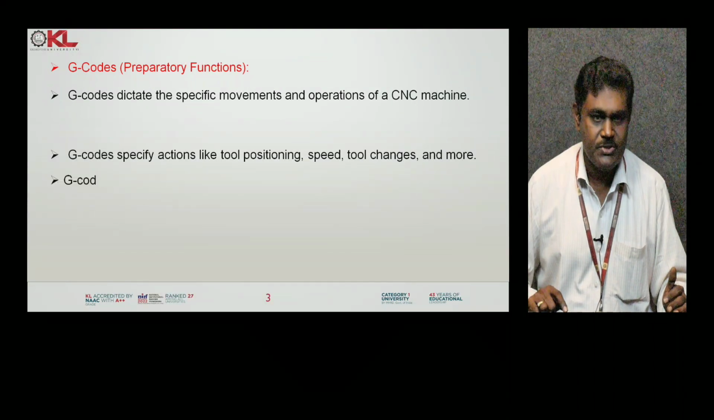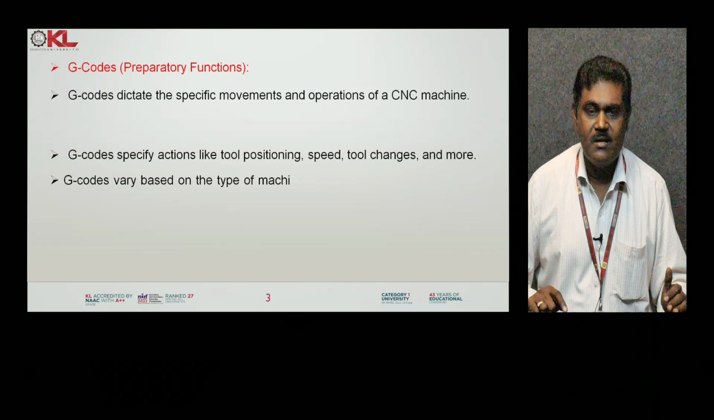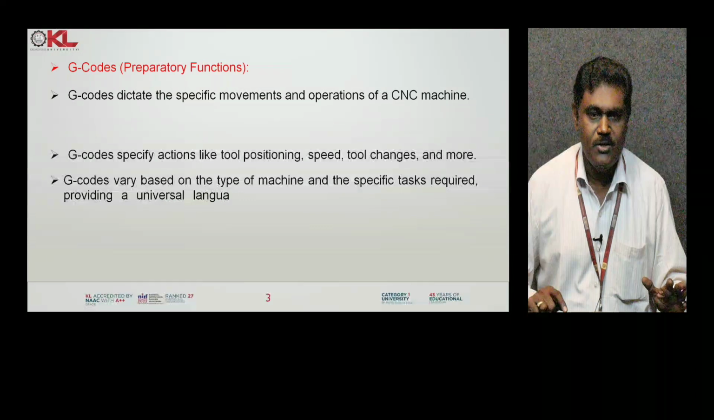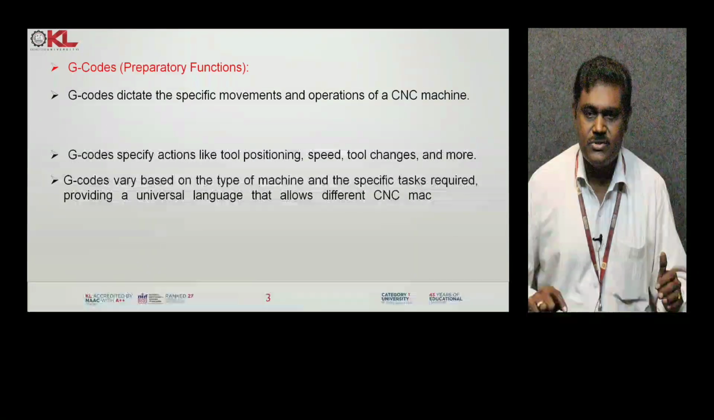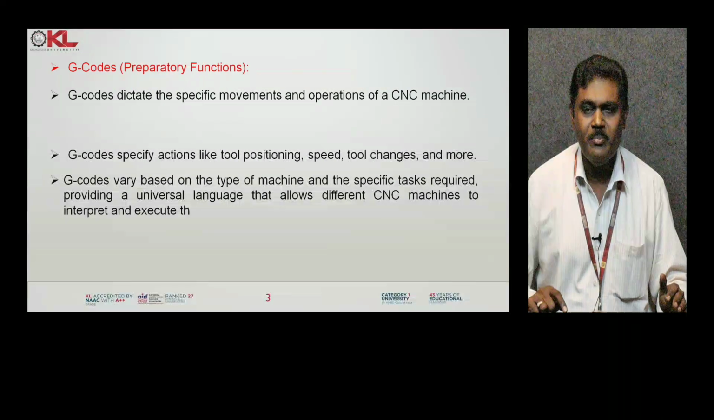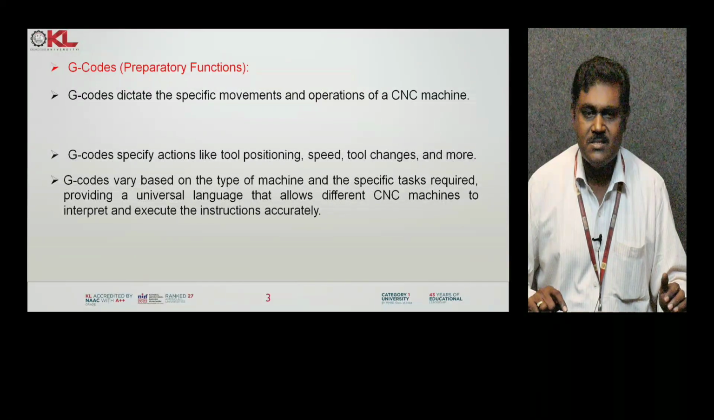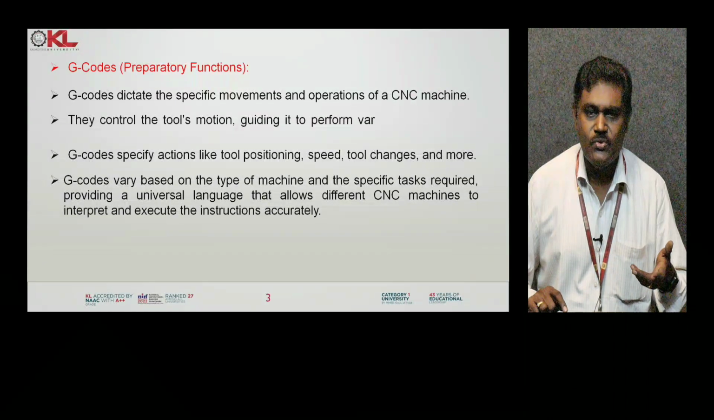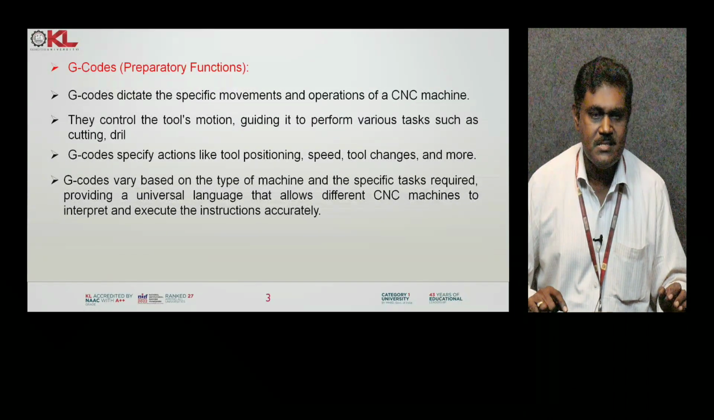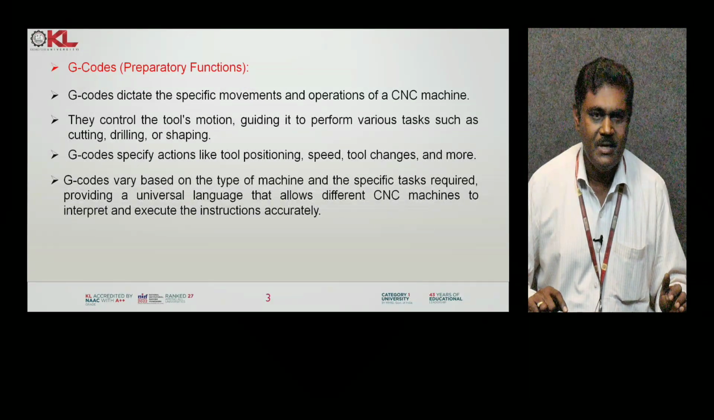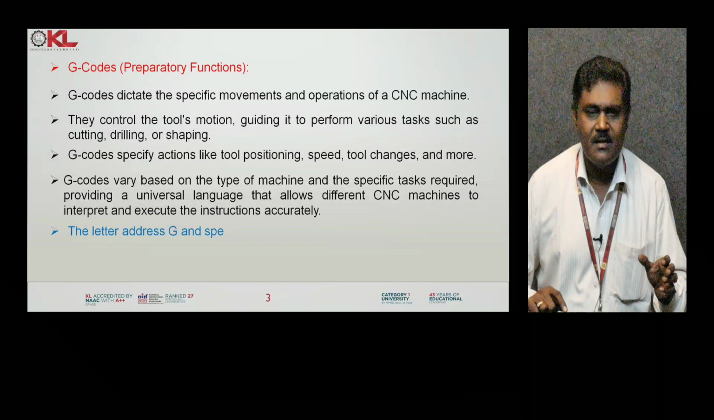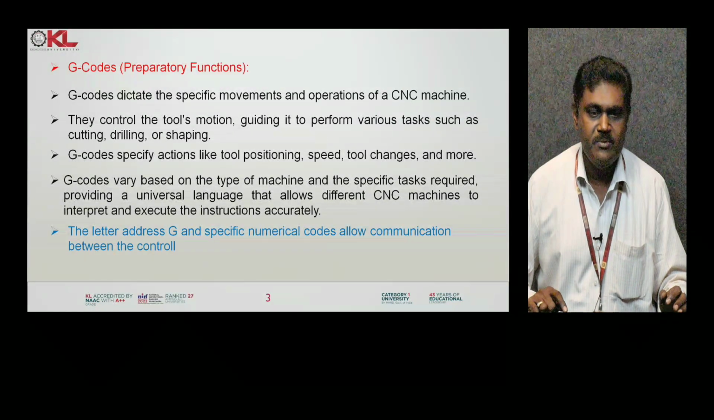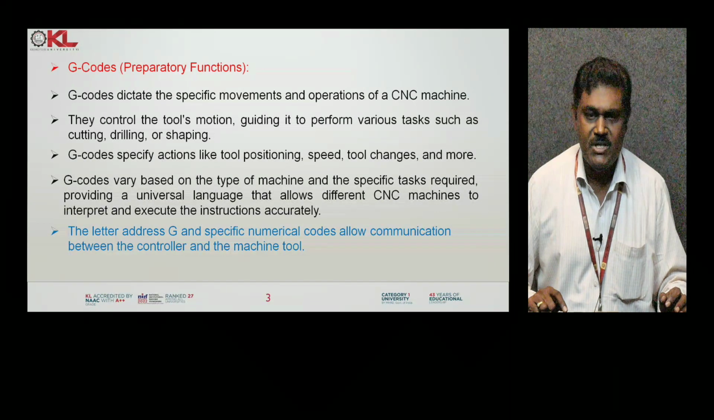G codes vary based on the type of machine and the specific task required, providing a universal language that allows different CNC machines to interpret and execute the instructions accurately. They control the tool's motion, guiding it to perform various tasks such as cutting, drilling or shaping. The letter address G and specific numerical codes allow communication between the controller and the machine tool.